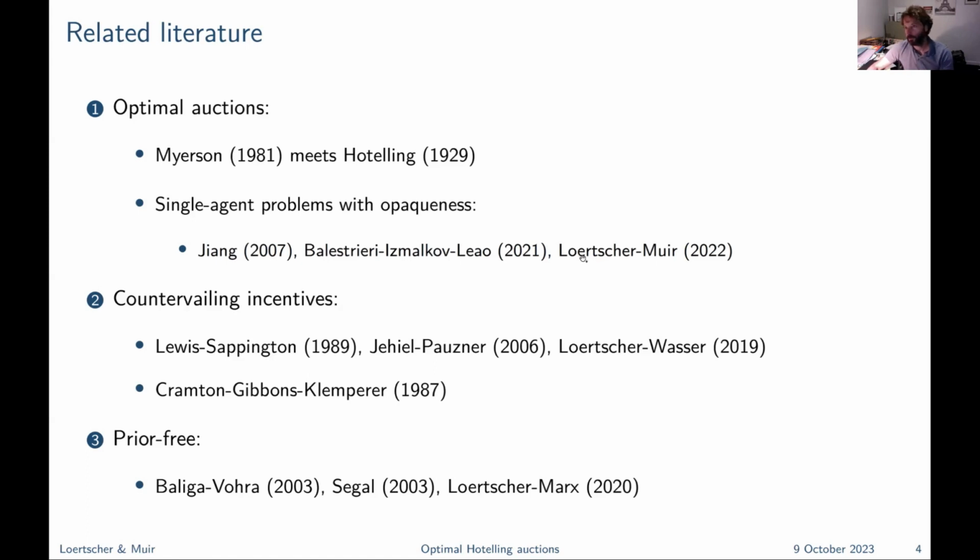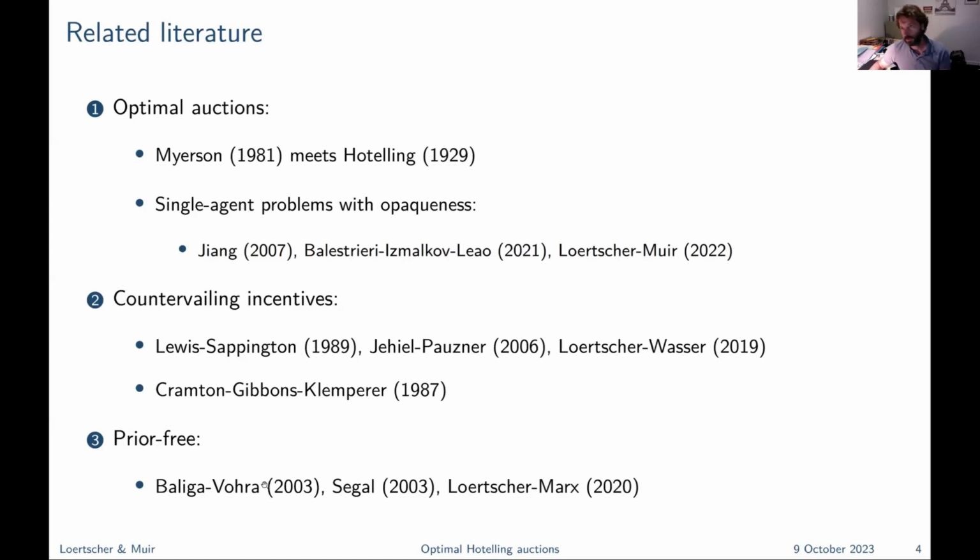And there's a sense of opaqueness that also arises with vertically differentiated goods, such as we analyzed in the JPE paper. Then there's a tight connection to the literature on countervailing incentives that started with Lewis and Sappington. And to me, very surprisingly, a very close connection is the paper on optimal partnership dissolution with Cedric. I just didn't anticipate that there would be this type of a connection here. And I mention the Cramton-Gibbons-Klemperer paper because that's kind of the mother of all these partnership papers.